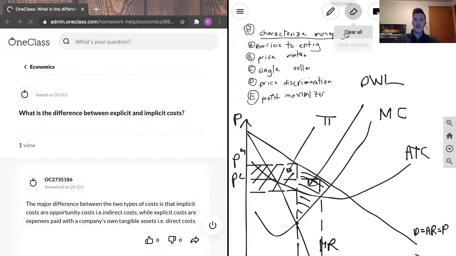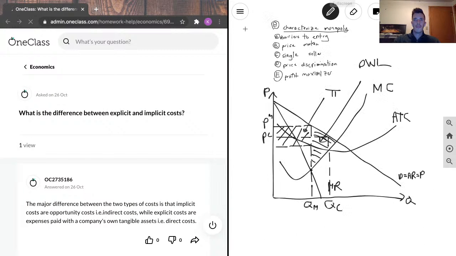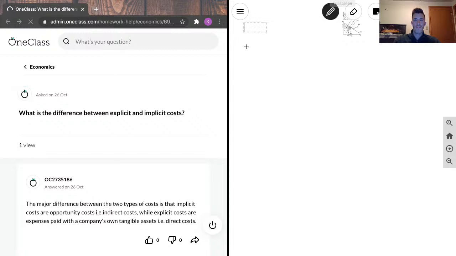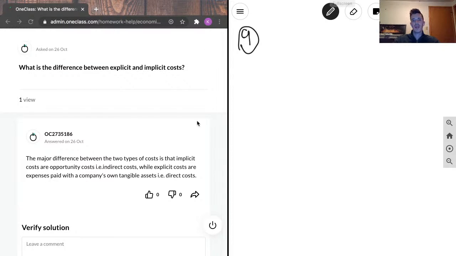All right, moving on to question 9. Question 9, what is the difference between explicit and implicit costs? So the major difference between the two types of costs is that implicit costs are opportunity costs, i.e. indirect costs, while explicit costs are expenses paid to the company's own tangible assets or direct costs. That's bang on. Maybe I'll do a quick little example.